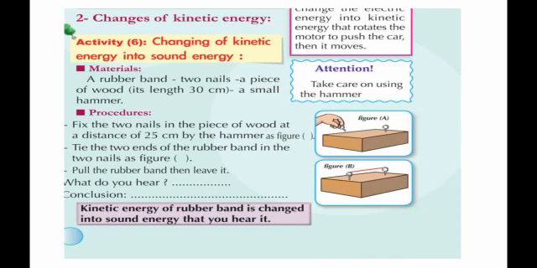Now in this experiment, we will need two nails, and we will need a piece of wood about 30 centimeters in length, and a small hammer. We will fix the two nails in the piece of wood, as you see in the picture in front of you, at a distance of 25 centimeters, using the hammer. Then tie the two ends of the rubber band to the two nails as you see in figure B.